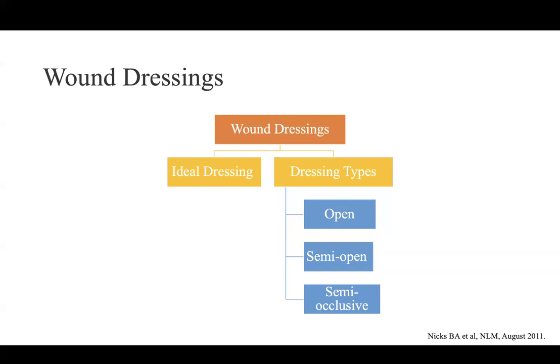The semi-occlusive dressings include polymer films, which are transparent sheets. They are permeable to oxygen, but impermeable to large molecules including protein and bacteria. These include Tegaderm and Bioclusive dressings.